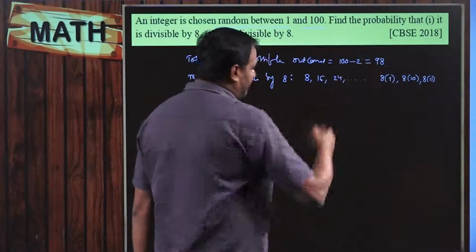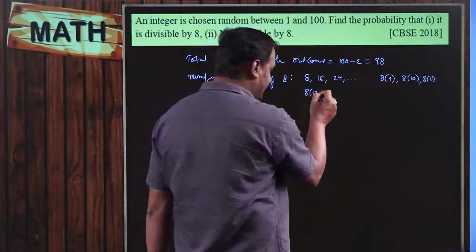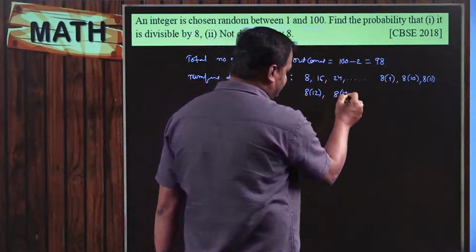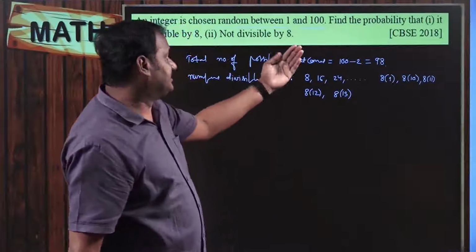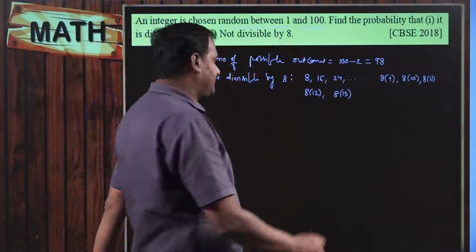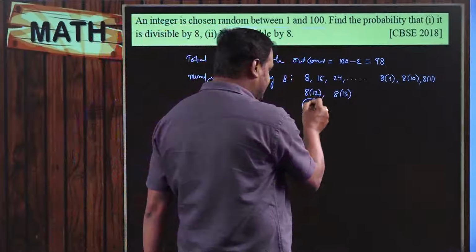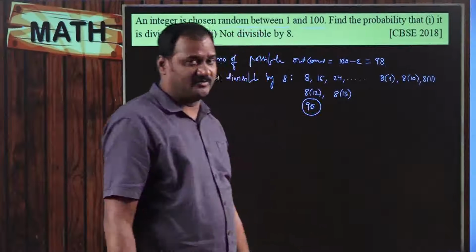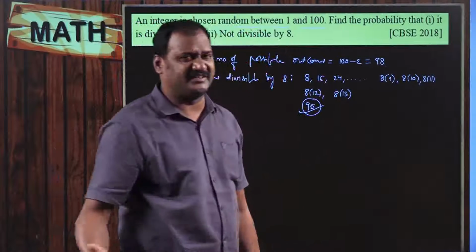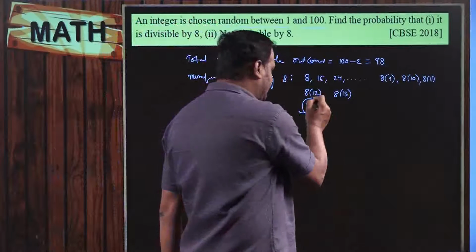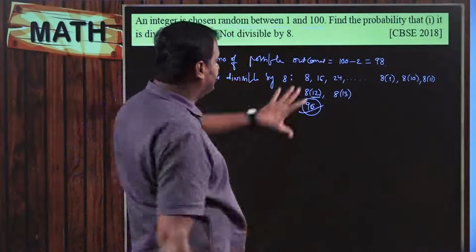And see, we have up to 99, right? 8 elevens are 88, and 8 twelves are how much? 96. And 8 13s is not a number below 100. So 8 12s are 96. So 96 is the last number which is divisible by 8. So how many numbers are there totally? It is very easy to identify. So there are totally 12 numbers. Okay. So numbers divisible by 8, these are all the numbers.